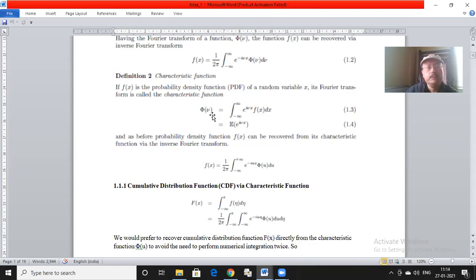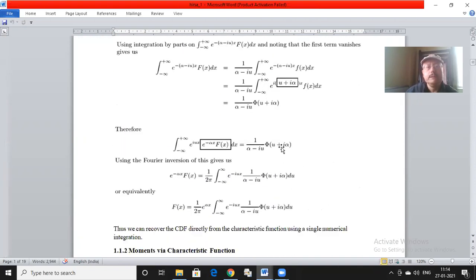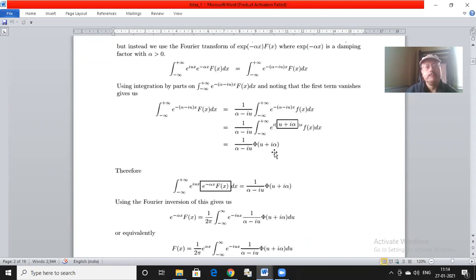So this was phi nu by definition. So it is phi u plus I alpha using the same definition. So this integral becomes phi u plus I alpha divided by alpha minus I. Okay, so this is just again manipulation of integration by parts, but it gives us an advantage.